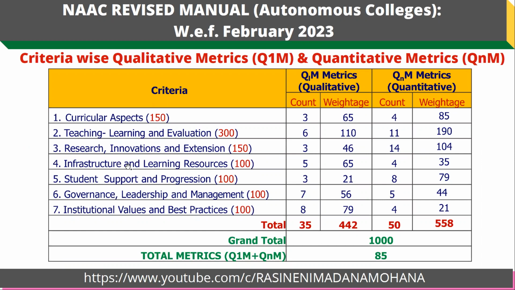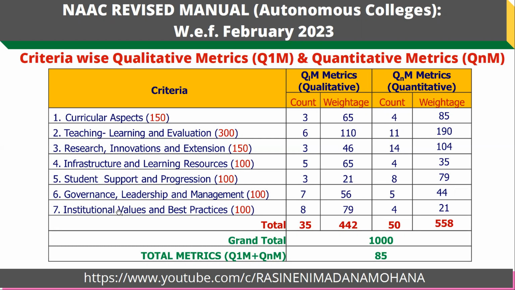Then criterion 4, infrastructure and learning resources, total weightage is 100, consisting of 5 qualitative matrices with 65 weightage and 4 quantitative matrices with 35 weightage. Then criteria 5, student support and progression, total weightage is 100, which consists of 3 qualitative matrices with 21 weightage and 8 quantitative matrices with 79 weightage. Then criterion 6, governance, leadership and management, total weightage is 100, which consists of 7 qualitative matrices with 56 weightage and 5 quantitative matrices with 44 weightage.